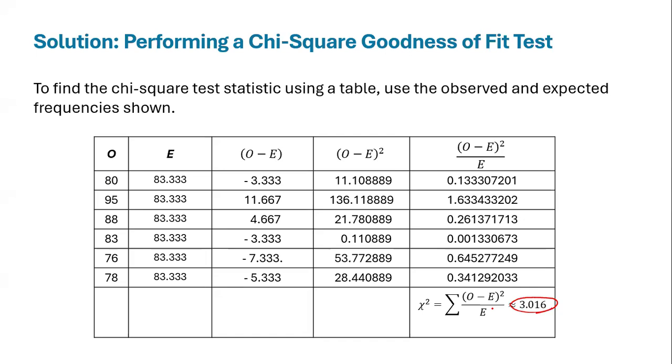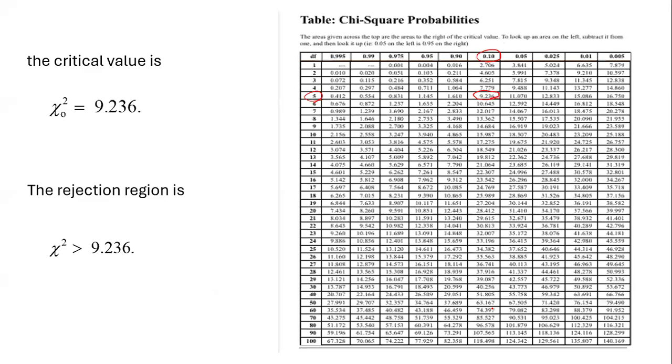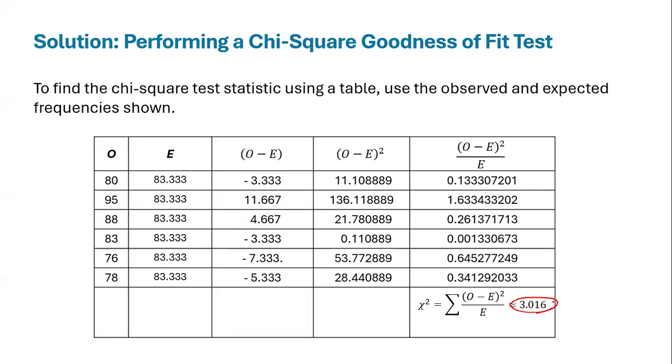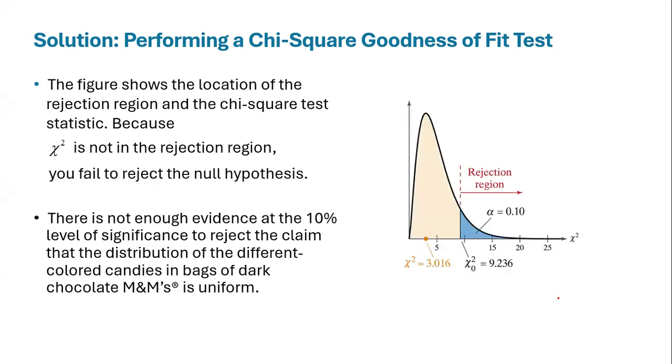After finding this, we need to check if it's in the rejection region or not. The rejection region says it must be greater than 9.2. Is this number greater than 9.2? No. So it's not in the rejection region. If it's not in the rejection region, that means I fail to reject the null. If I fail to reject the null, since the null is the claim, I can say that there is not enough evidence at 10% level of significance to reject the claim.